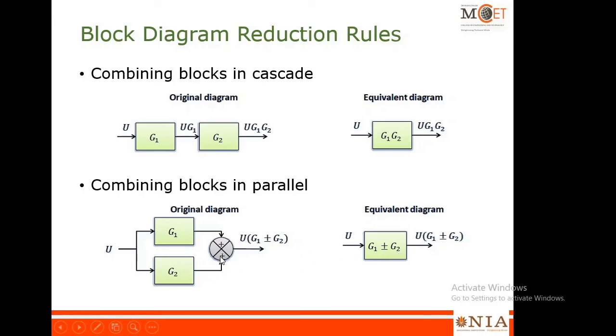If both the symbols are plus plus, then it is G1 plus G2. If you have a plus sign here and a minus sign here, then the block will have G1 minus G2. So when the input is u and the transfer function is G1 plus G2, then the output will be u into G1 plus G2. So instead of this entire block, you can replace it with a single block. That is the second rule, combining blocks in parallel.